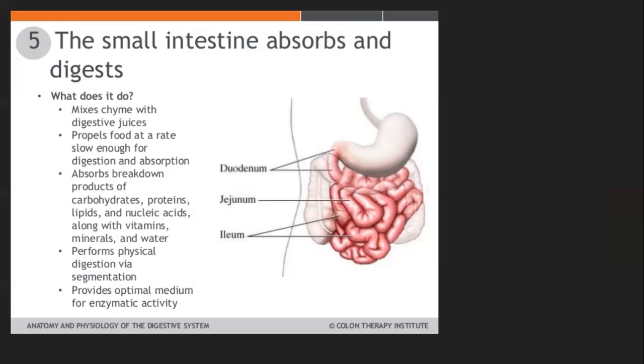Right? So carbohydrates are broken down and taken up. Proteins are broken down and taken up. Lipids like fats are broken down and taken up. Many kinds of vitamins and minerals are also taken up in this area.